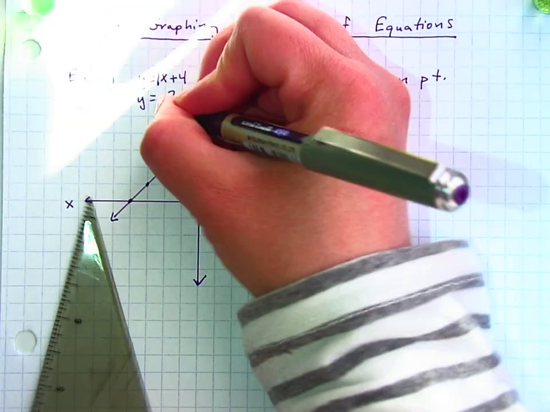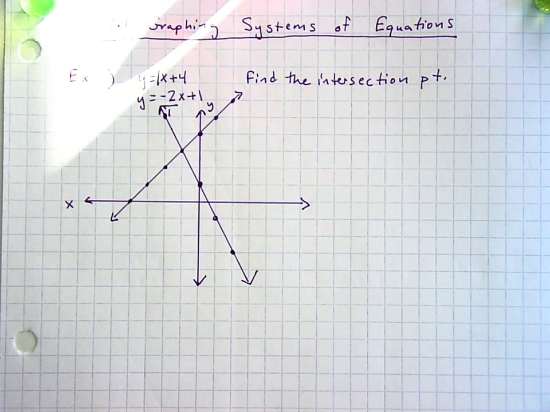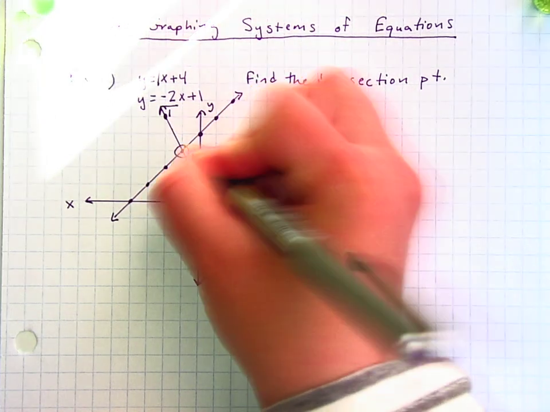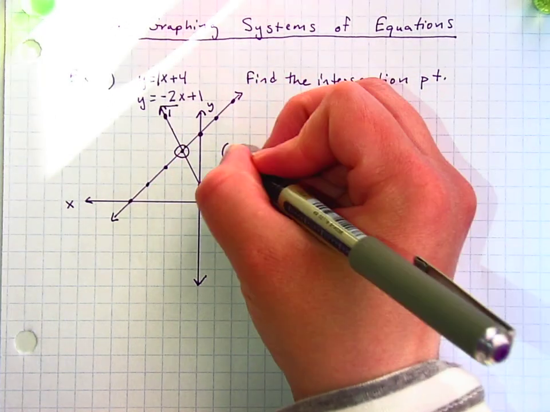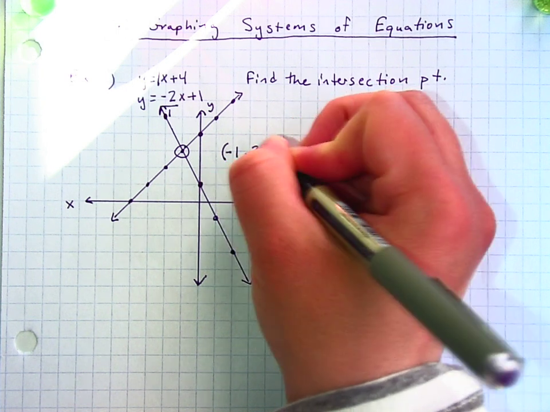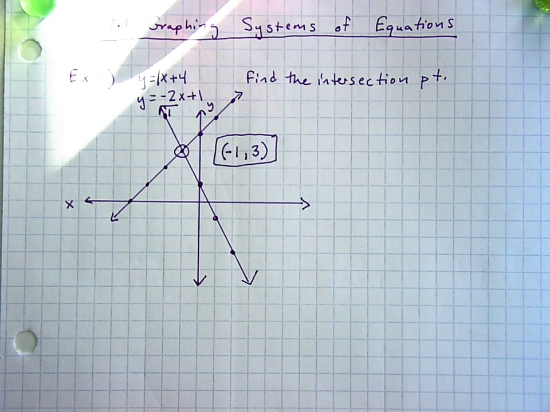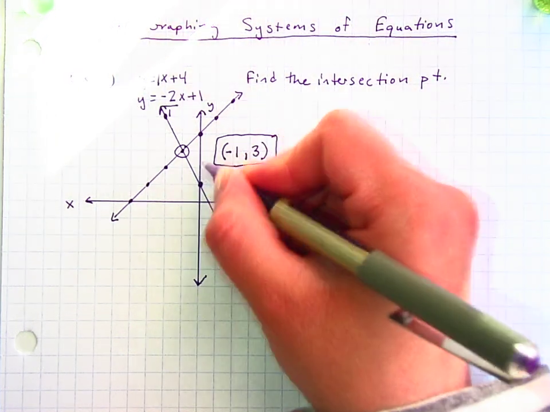Okay, so there are those two lines, and they definitely do cross. They cross right here, and then your problem isn't done until you've written out what the answer is, which in this case is -1, 3. So the x is -1, and the y is 3. Here's -1 right there, and the y is 3.